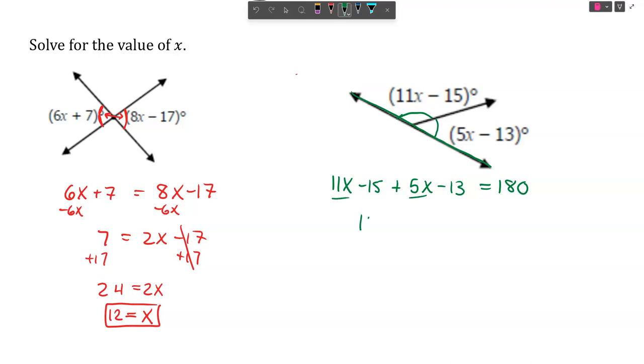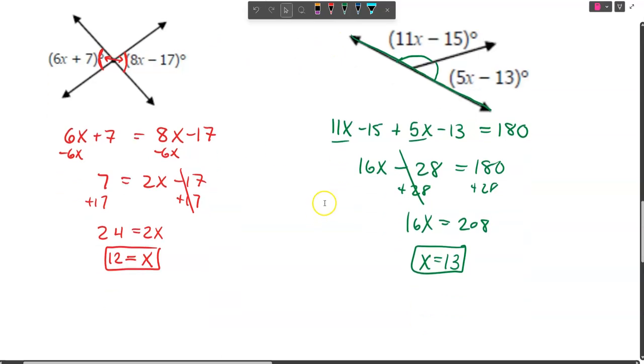We'll now do the algebraic work. So we're going to combine like terms. That's going to be 28, I believe. Add 28 to both sides. 16x equals, that I believe is going to be 208. And last but not least, we're going to take 208 divided by 16. So x in this example is going to be 13.